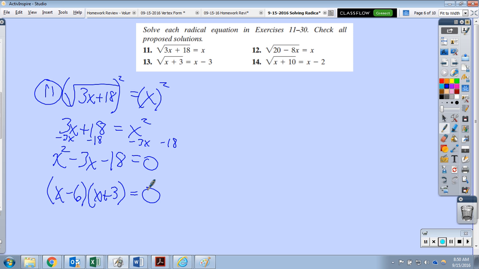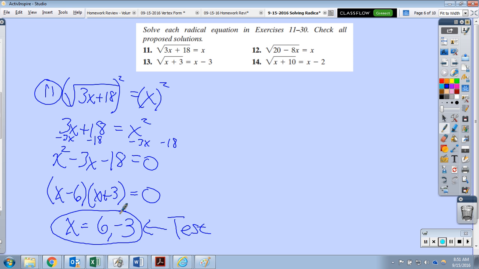Okay. And I always do a quick check to see if this is correct, right? So x equals, what do we got, 6 and negative 3? Okay. So now I want to test both of these. Let's go ahead and do that.